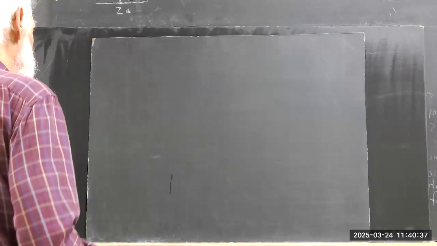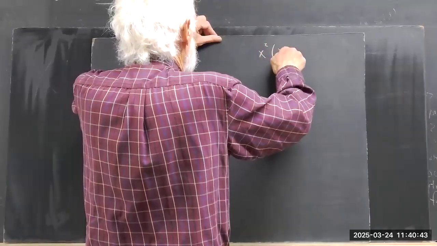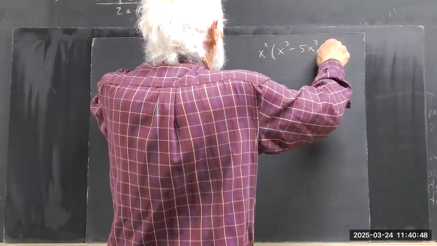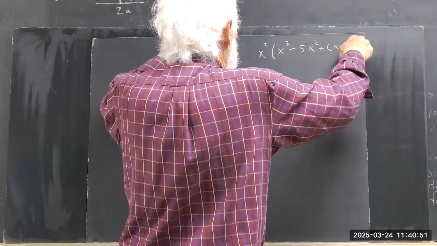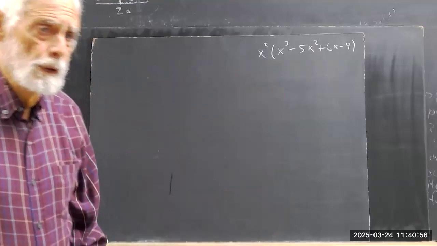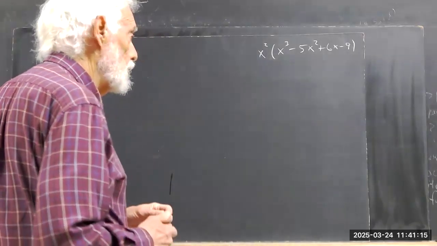Okay, now you know how to deal with exponents. Let's say you have an expression like x squared times (x cubed minus 5x squared plus 6x minus 9). Can you multiply that out? Well, I'm going to do it for you. And I'm going to give you a couple more to work on, okay?